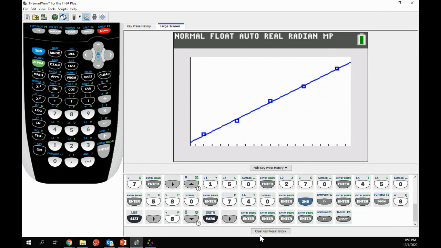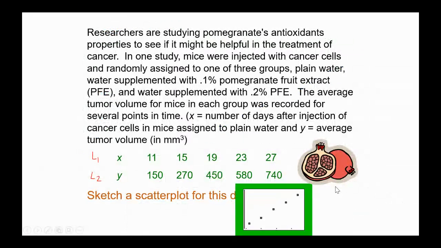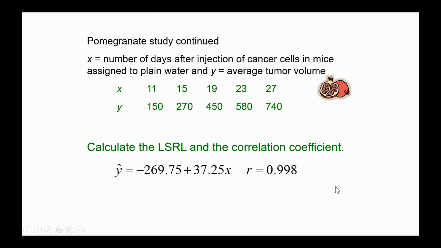At this point, I'm going to go back to the PowerPoint. Okay, so we found this to be our equation. When you write it, make sure, again, you put the hat on it because we are predicting things. We're predicting the future. And the correlation, that's just R.